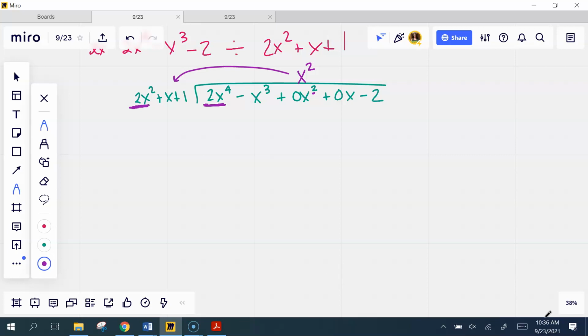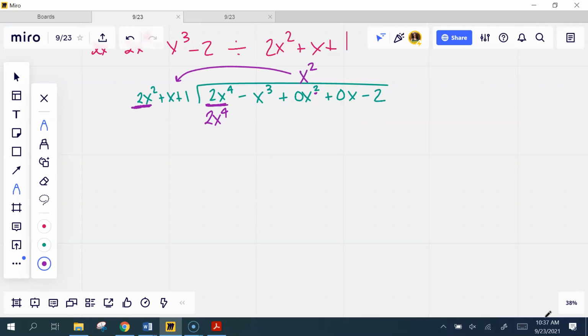X squared times 2x squared is, remember, keep your columns lined up, right? X squared times x, what is it? Yeah, x to the third. And x squared times 1. Now remember, I am subtracting all of this, right? So really this was plus and plus. When you subtract, if you like to change all the signs inside, you can. If you just like to know that you're subtracting each term, so 2x to the fourth minus 2x to the fourth cancels. What is negative x to the third minus x to the third? There you go, negative 2x to the third. And then 0x squared minus x squared, right?